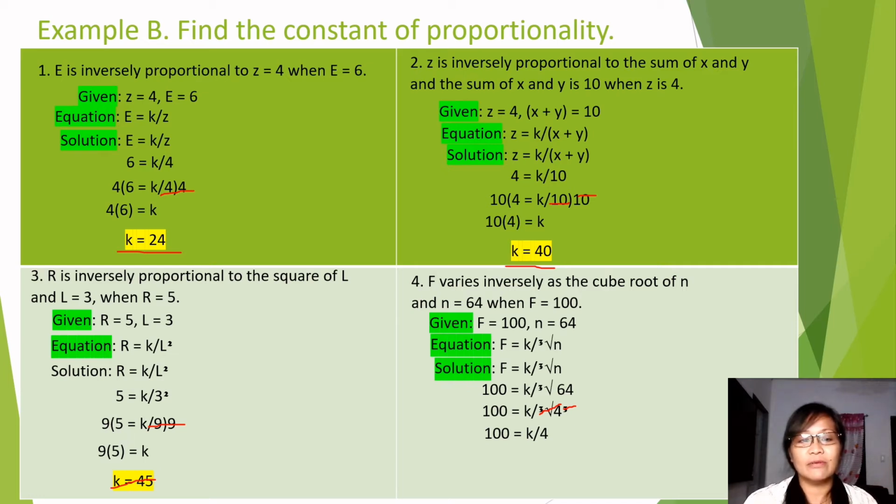To isolate k, we need to multiply both sides by 4. Therefore, we have 4 times 100 is equal to k all over 4 times 4. And then, cancel 4 and 4. So we have k is equal to 4 times 100, which is 400. Therefore, our final answer is k is equal to 400.